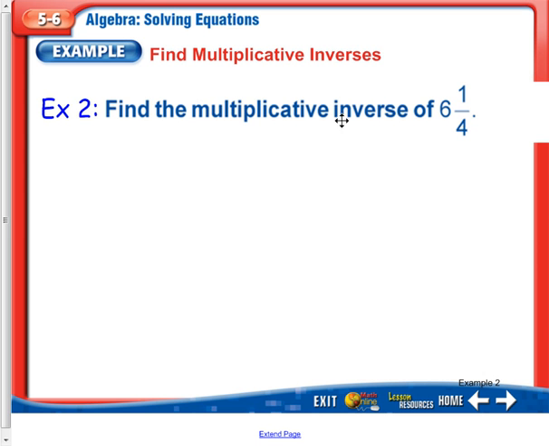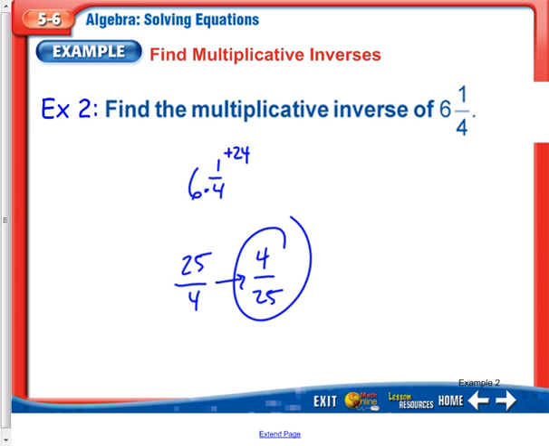Now find the multiplicative inverse of 6 1/4. So now we have a mixed number. So we know we have to get this into an improper fraction. So multiply 6 times 4, add the 24. 6 times 4 is 24, so we add it, so we get 25/4. And now we can write the multiplicative inverse or the reciprocal, and there's my answer. This is all the work that I would expect to see for your homework.